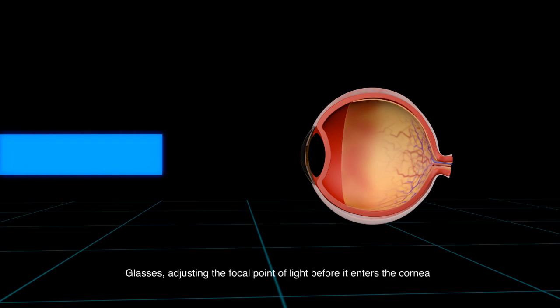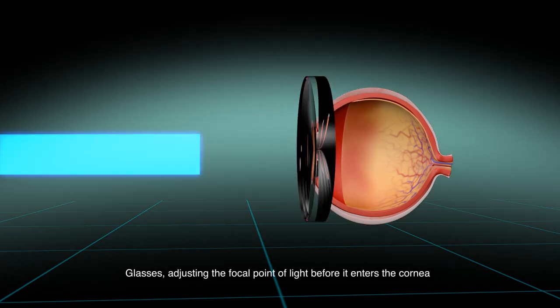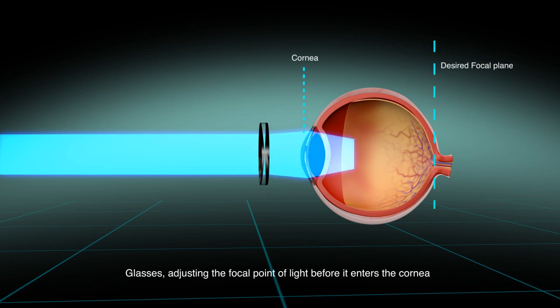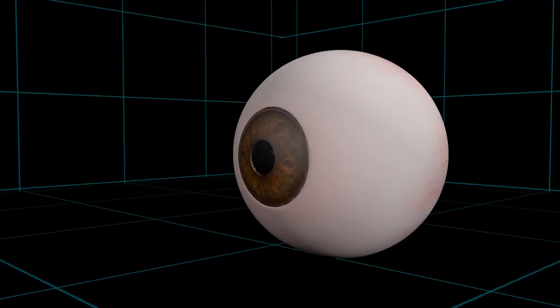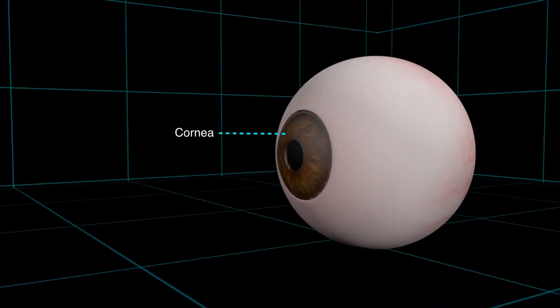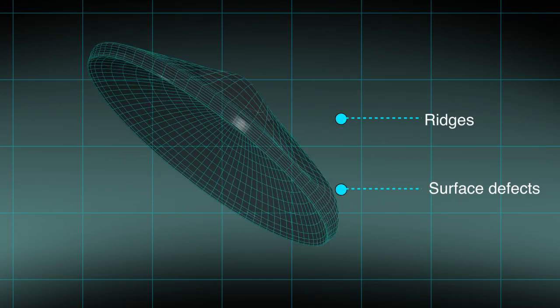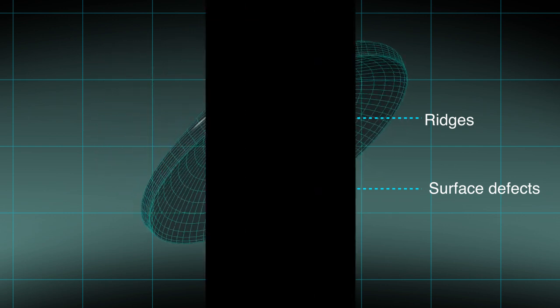This common problem is easily fixed using glasses, which simply adjust the focal point of light before it passes through the cornea. However, once the cornea is damaged in such a way that it is no longer uniformly curved and has ridges or surface defects, then it can no longer be corrected with glasses or regular contact lenses.